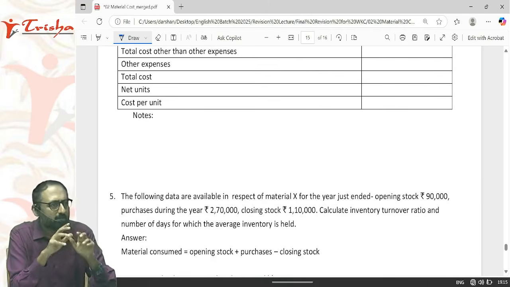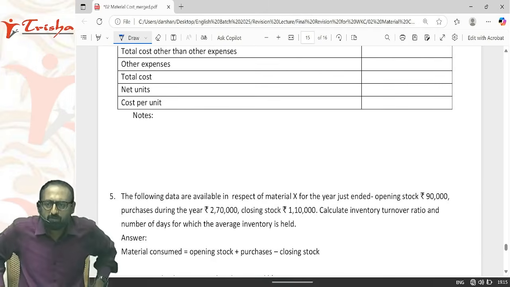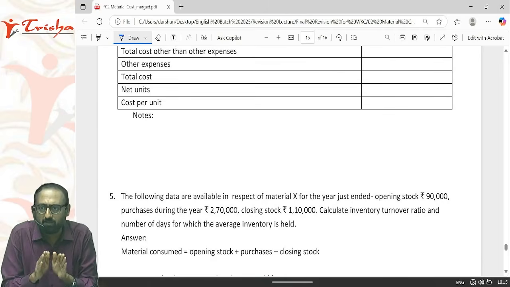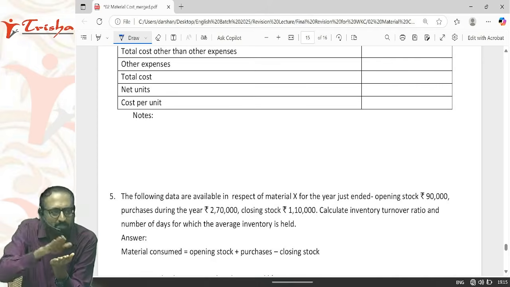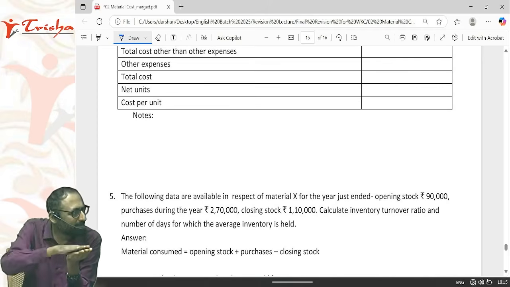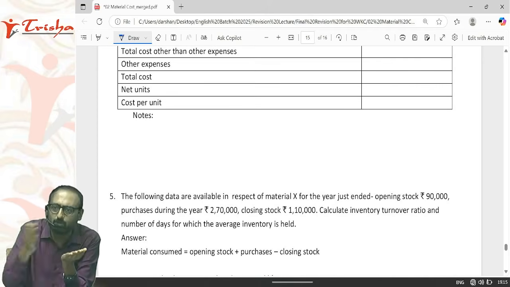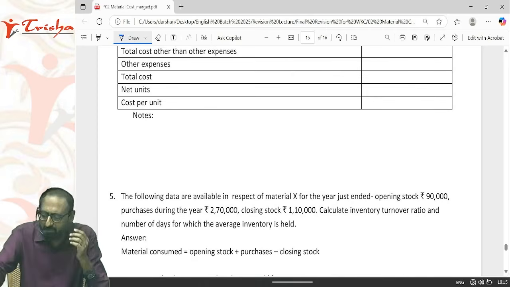Inventory turnover ratio. What is it? What concept is it? Inventory turnover ratio means how many times old inventory is replaced with the new inventory. How many times old inventory is replaced by the new inventory is called the inventory turnover ratio.